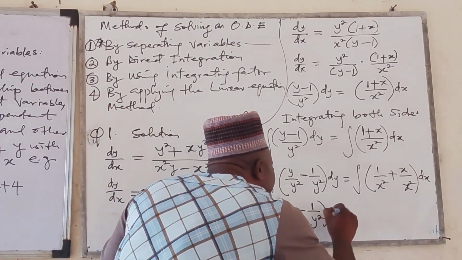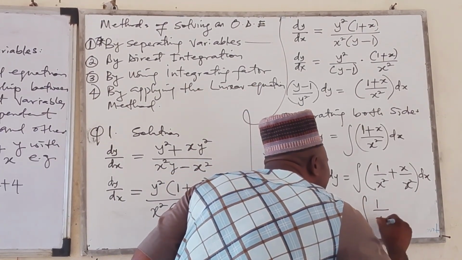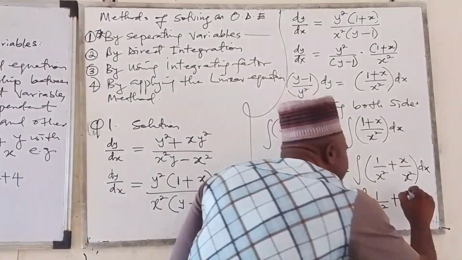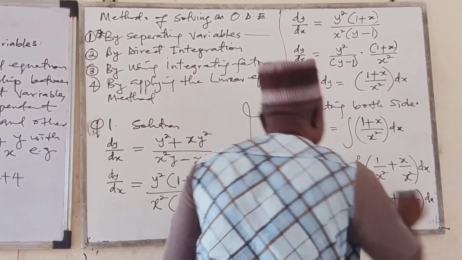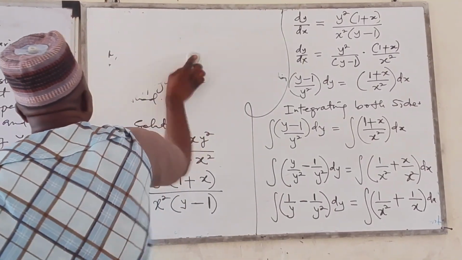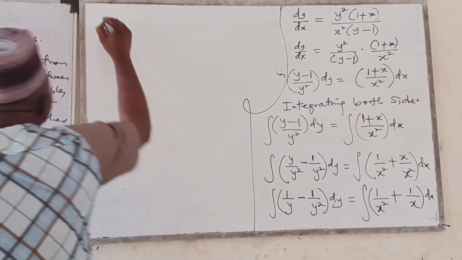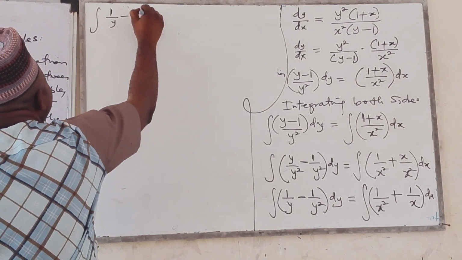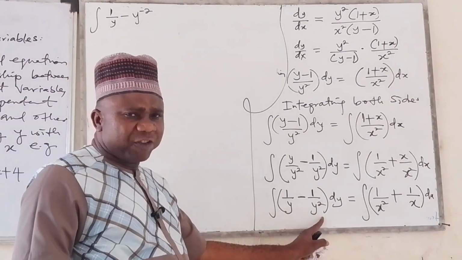So here we have dy is equal to the integral of 1 all over x squared plus, now this x will cancel this x squared. x into x is 1, and x into x squared is x. Then here we have dx. So moving forward, this is the same thing as saying the integral of 1 all over y minus y raised to the power of minus 2. Now, 1 all over y squared is the same thing as y raised to the power of minus 2.